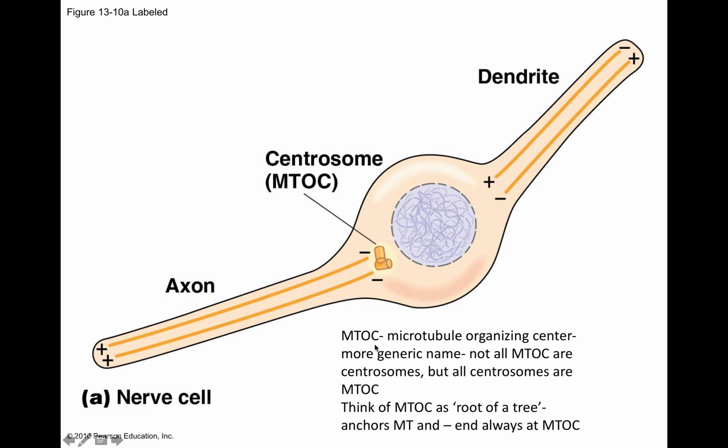Once again, the microtubule organizing center is the most generic name for a place in the cell that generates microtubules. And at the microtubule organizing center, you have the minus end, and far away from that, you have the plus end. If you don't have a microtubule organizing center, the plus ends and minus ends can be all over the place. So if you think of the microtubule organizing center as the root of a tree that anchors the microtubule with its minus end, but it's not the only place in the cell where you can grow microtubules. But if you have an MTOC, they will all be in the same orientation, which can be handy.